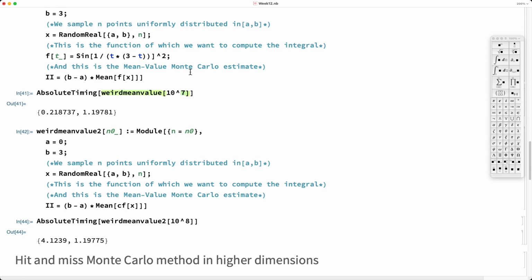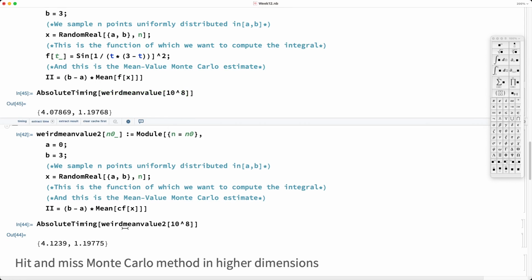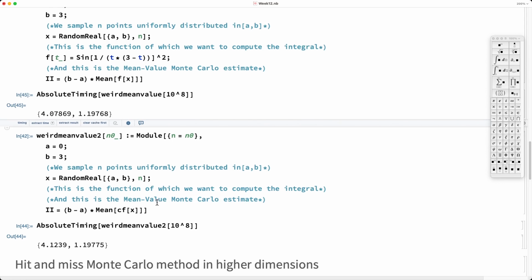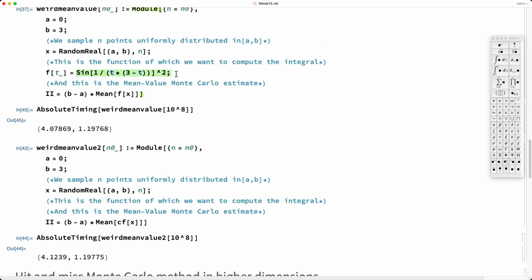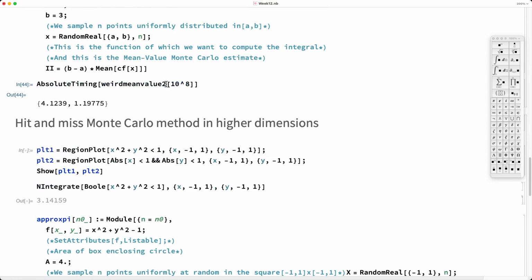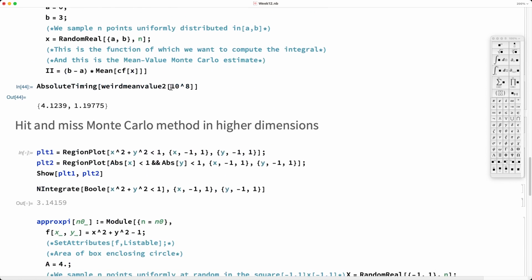Let's try this one. Okay, so the compiled version takes slightly longer here. That really depends on how complicated your function is. So in this case, this function is simple enough that we don't really have to compile it.